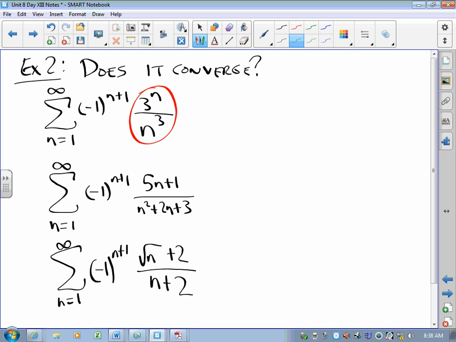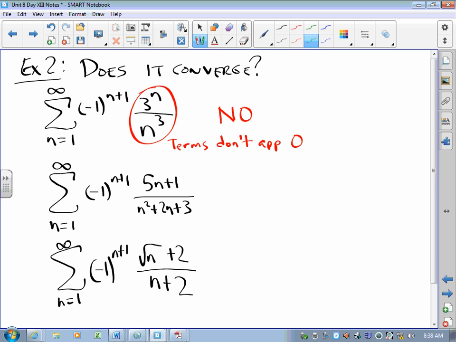Does that get smaller as n gets large? No, the numerator is exponential. The denominator is a polynomial. This does not converge because the terms don't approach 0. Terms don't get smaller as n gets large. Terms get larger as n gets large. But certainly the terms don't approach 0. That's enough to kill the whole thing.